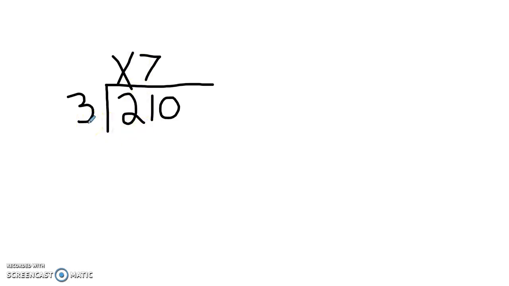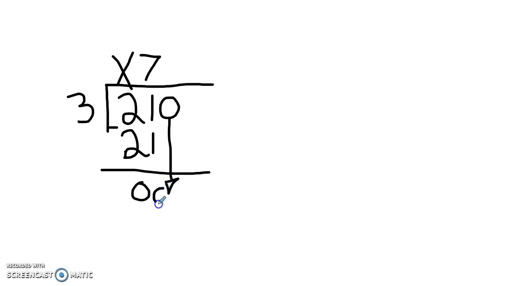The next step is multiply 3 times 7. Well, we get 21. Then we subtract 21 minus 21, and we have 0. We go back to our dividend, and we have another 0. We are going to drop that digit down. So now we have 2 zeros.